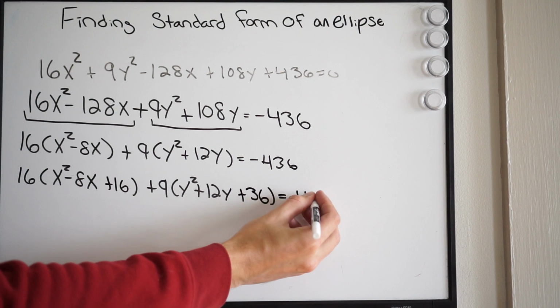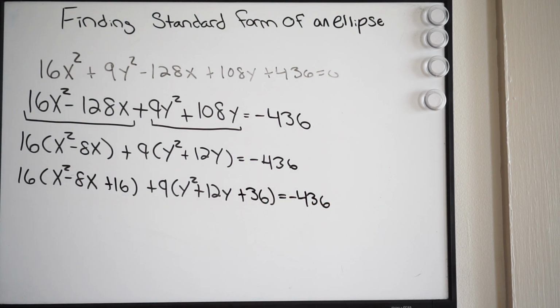Minus 436. Now, careful here, okay? What we do to one side, we have to do to the other. So, don't get tripped up here. Don't add 16 and add 36 to this side because that would be wrong, right? Because look at what you pulled out. You're not really just adding a 16 here, right?